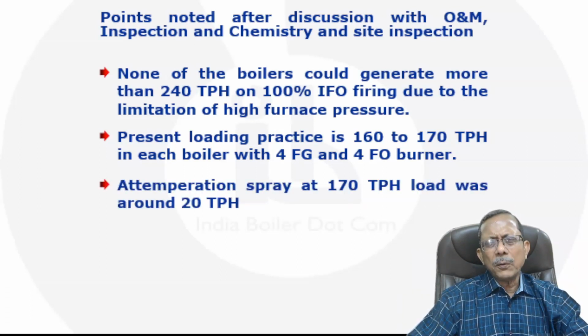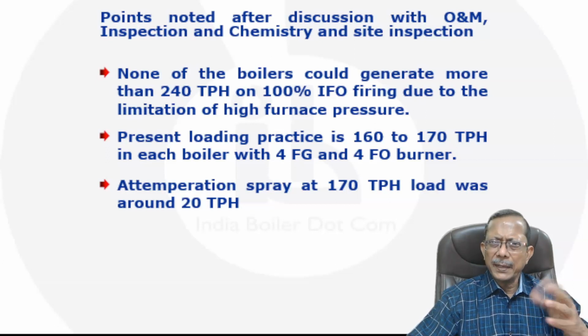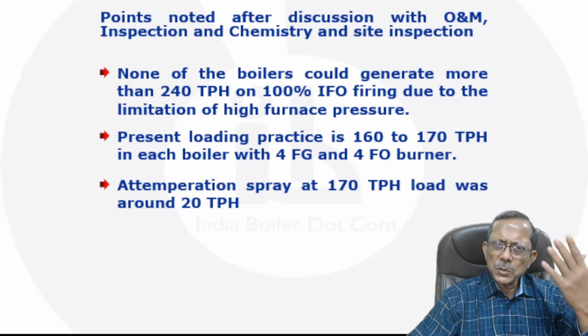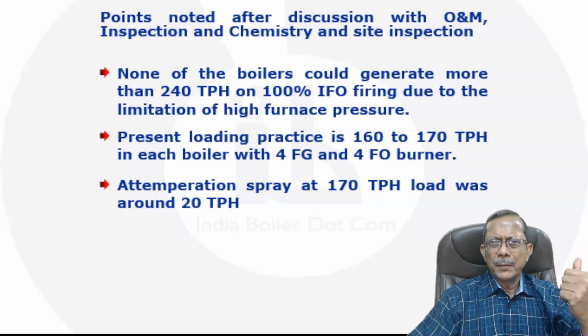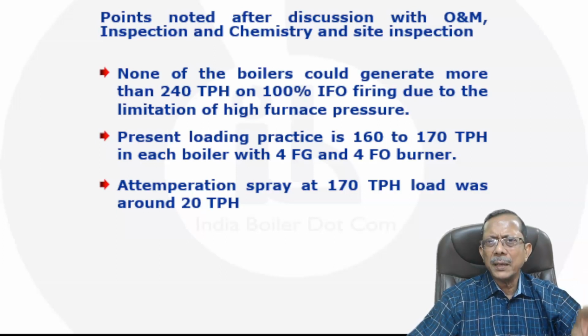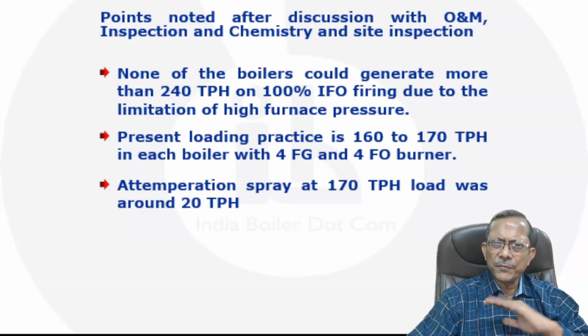The next thing I found is the attemperation spray, even at such a load of 170 tons per hour, was coming to 20 tons per hour. I checked with their OEM technical specs and guaranteed parameters, and found that at a partial load of 60%, the temperature spray was 4 tons per hour. So it was already a very high temperature spray.